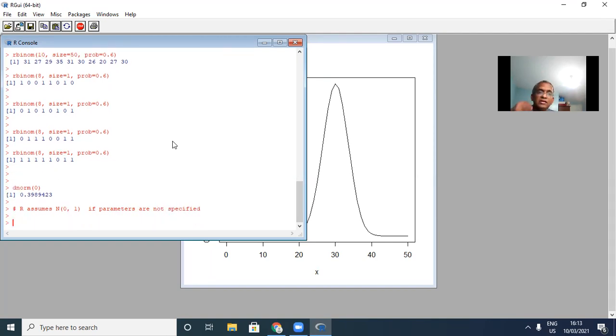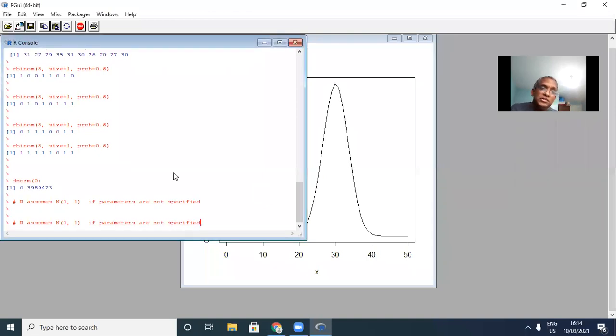Right? So if you don't specify the parameters for dnorm, then R will assume that the distribution you're considering is the standard normal, right? Okay, all right, guys. But if you do specify the parameters, remember there are 2 parameters for the normal, the mean parameter and the standard deviation parameter.